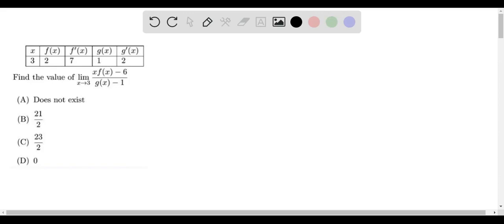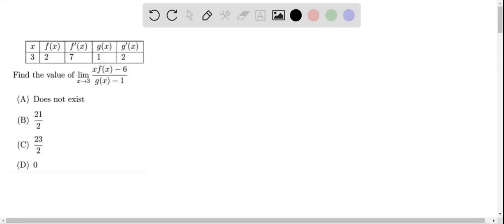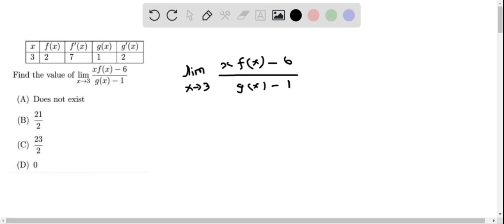We will now find the value of this given limit. So we have the limit as x approaches 3 of (x f(x) minus 6) over (g(x) minus 1). First, I'm going to apply the quotient rule of limits, which says that the limit of a quotient is equal to the quotient of the limits.